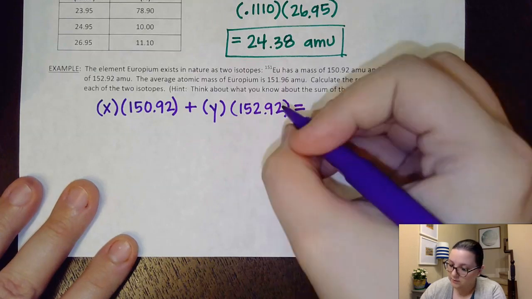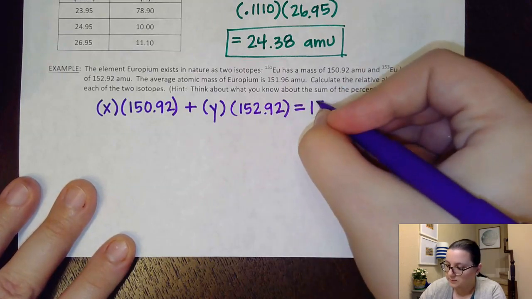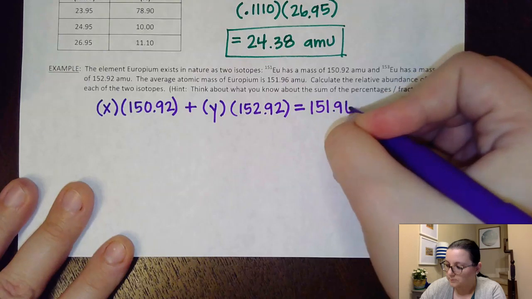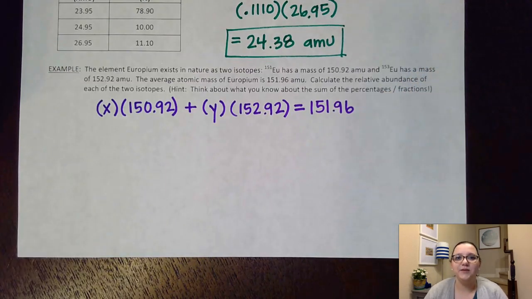And that equals my average atomic mass of 151.96. Okay, now I know most of you that have taken algebra know that having 2 variables is a bad thing. Can't have 2 variables. So I've got to think about this logically here for just a minute. There's something else we know about X and Y.